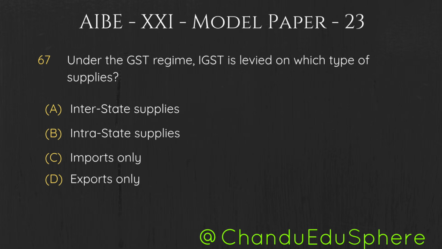Section 5 of the IGST Act 2017, read with Article 269A of the Constitution, provides that integrated GST is levied on every interstate supply of goods or services, with the proceeds apportioned between the center and the destination state. So, interstate supplies, A is the right choice.